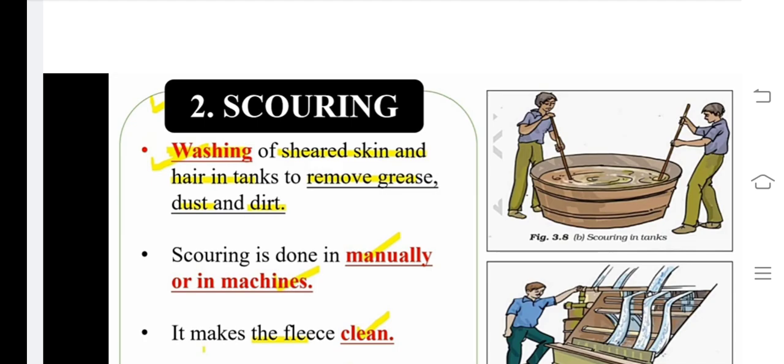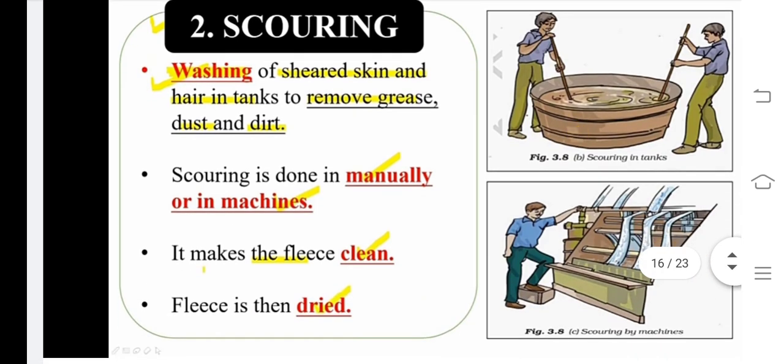So how will they do scouring? By the manual method, children. Okay, they are doing it manually. If you want large scale, it will be done by machines. So scouring is done manually or by machine. When a smaller quantity is required, children, it is done manually. To get a larger quantity, children, it is done by machine. It makes the fleece clean. What is the importance of scouring? It makes the fleece clean, and then the fleece is dried. Very important step, children.